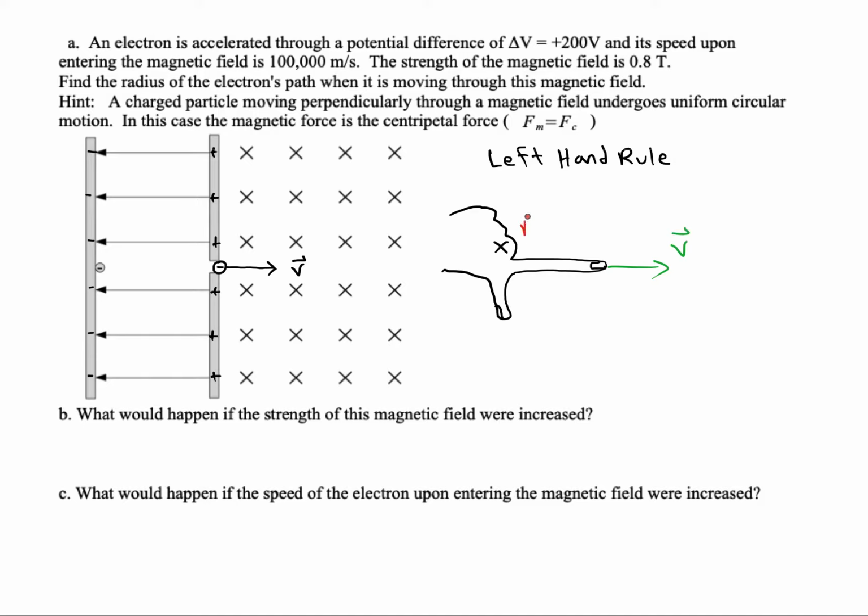We have V, B, and F. So the magnetic force on the particle, once it enters the region of magnetic field, will be downward. This will cause our particle to spiral in a clockwise fashion.